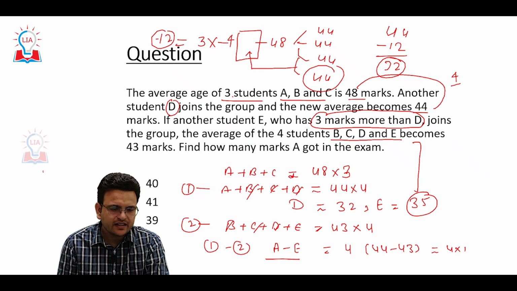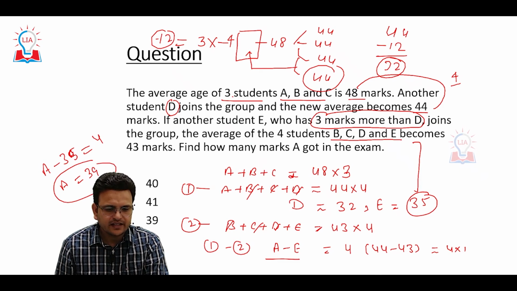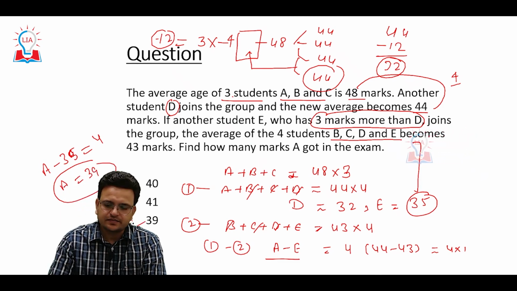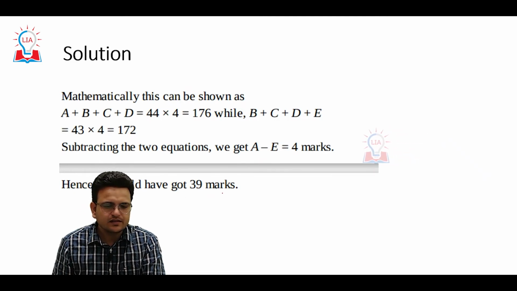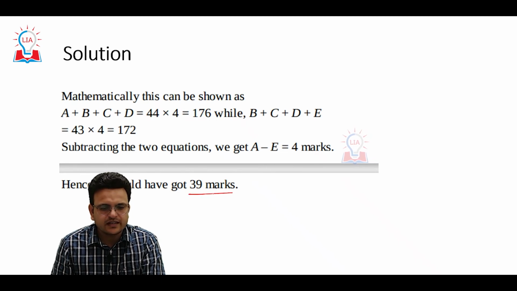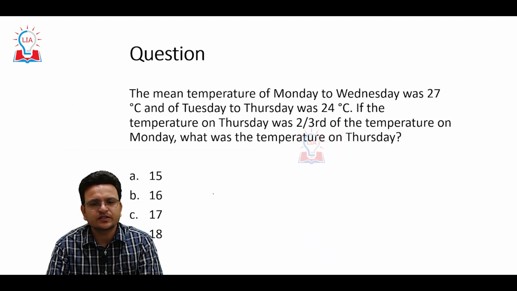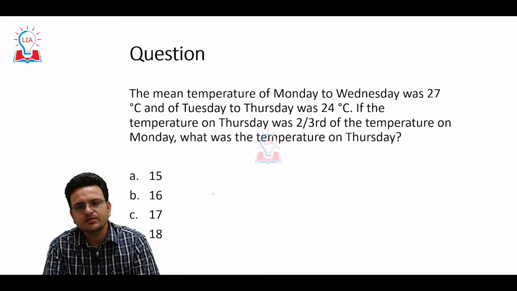So A minus 35 equals 4. So A will be 39. Okay, so I hope you are able to understand this question. I have given some explanation here also. So A would have got 39 marks. Now one more question. This is also a very simple question. If you are able to understand the concept of average, then these questions become very easy.